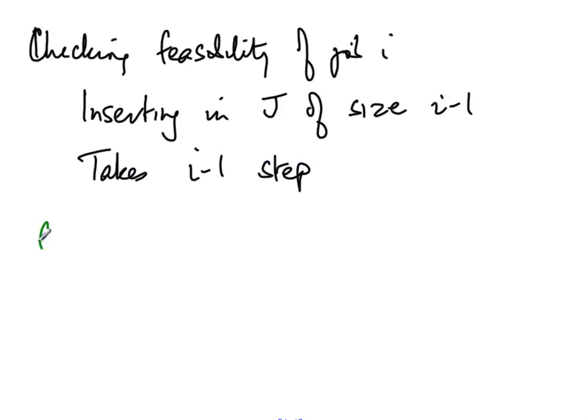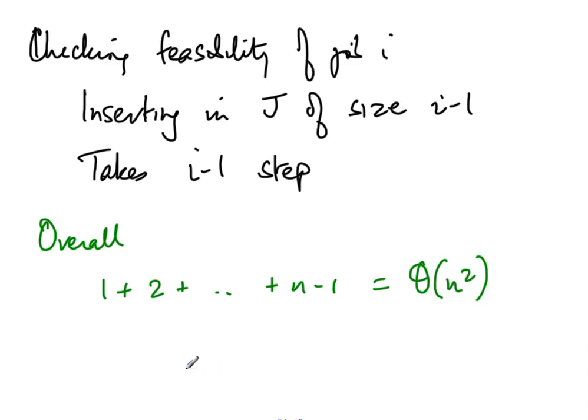So overall, the sequence of inserts is now going to take me 1 plus 2 plus up to n minus 1. So the first step takes no insertions, the second step takes 1 insertion, and so on, and the nth step takes n minus 1 insertions. And this we have seen a long time ago is theta of n squared. So we had sorting, which was O(n log n), but now we have this insertion, which is theta of n squared. So therefore the final complexity is in fact theta of n squared.